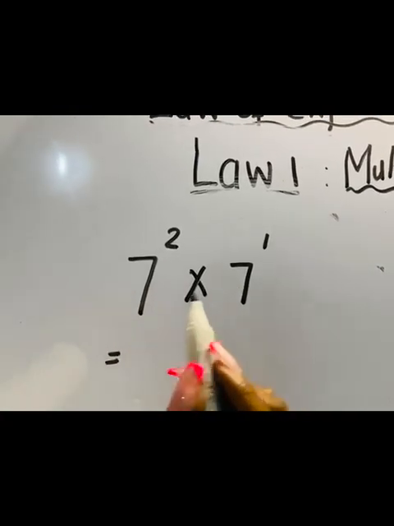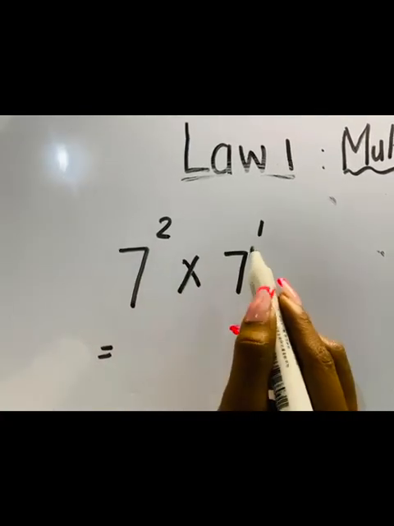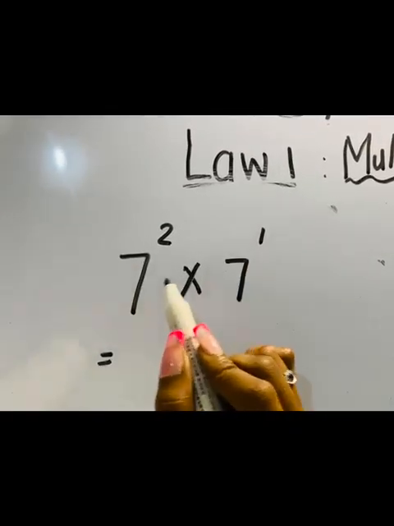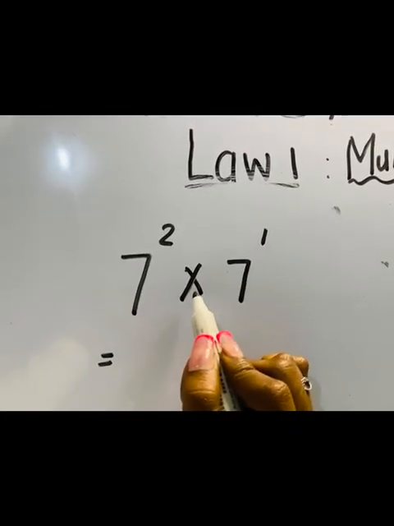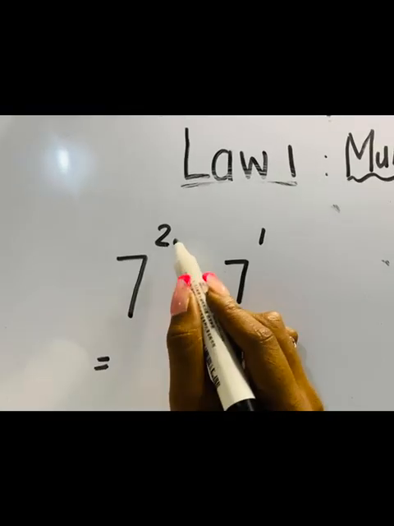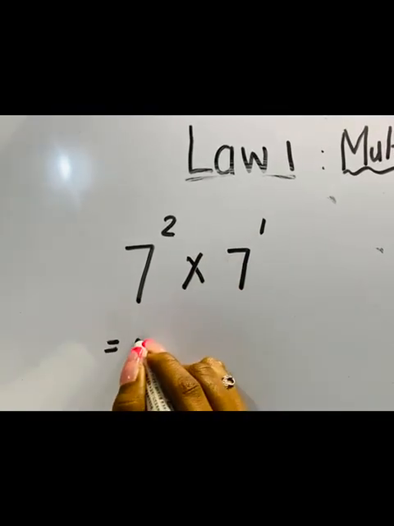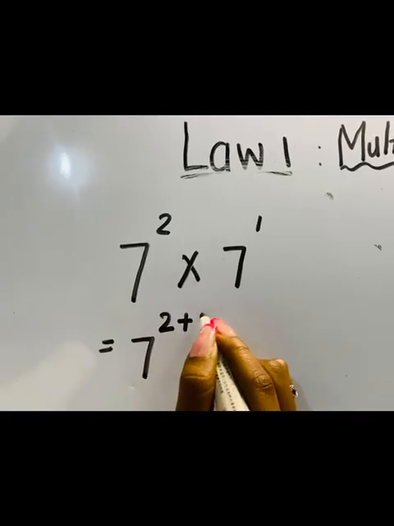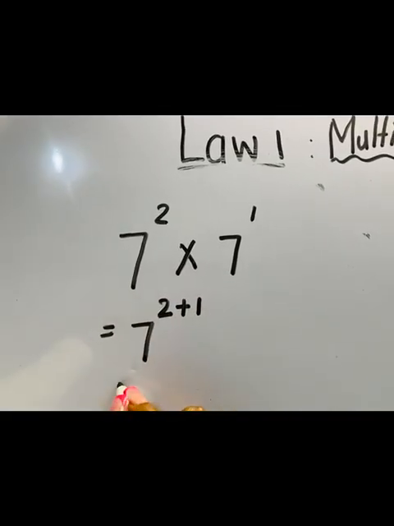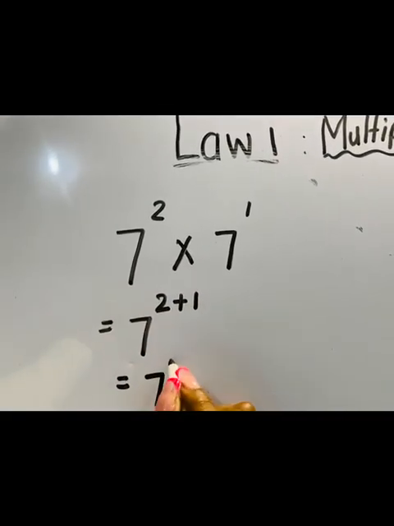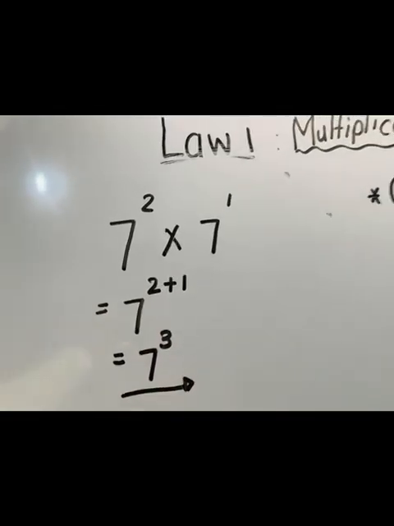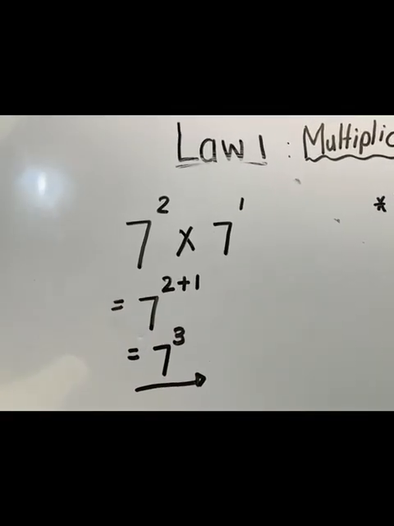So let's first check if we have bases that are the same. You see that our bases are exactly the same and we're multiplying. Yes. Therefore, we can add our exponents. So we have 7 to the power of 2 plus 1, which is going to be 7 to the power of 3. Like that. And that's what it means.